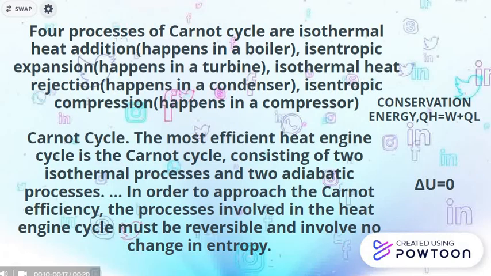The 4 processes of the Carnot cycle are isothermal heat addition, which happens in the boiler, isentropic expansion, which happens in a turbine, isothermal heat rejection, which happens in a condenser, and isentropic compression, which happens in a compressor. The most efficient heat engine cycle is the Carnot cycle, consisting of 2 isothermal processes and 2 adiabatic processes. In order to approach the Carnot efficiency, the processes involved in the heat engine cycle must be reversible and involve no change in entropy.